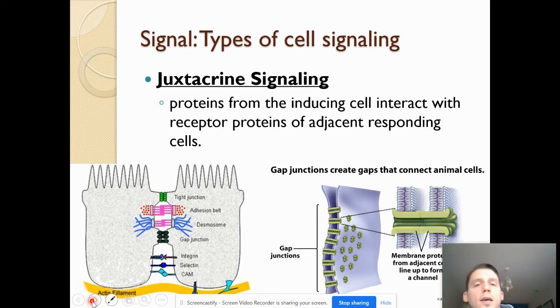Juxtacrine signaling. So this is a physical interaction. The cells are touching, and we can see, similar to tight junctions and gap junctions, that there are usually junctions holding these cells together so that communication can occur. So cells can communicate this way. They kind of know when they're next to another cell, and they know when they aren't.